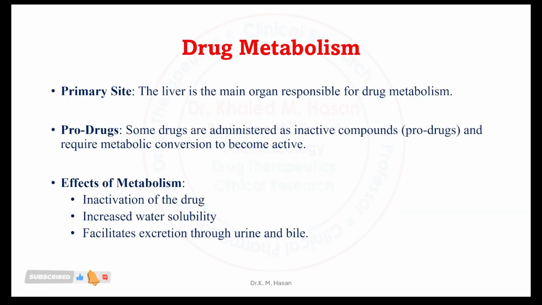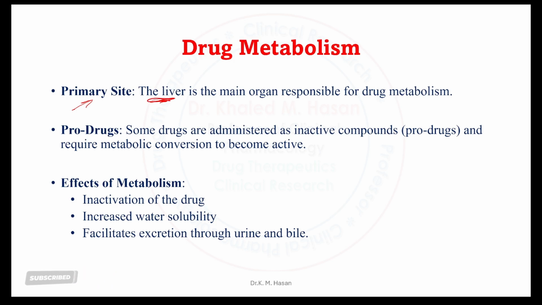Moving to the next section in pharmacokinetics, the third part will be drug metabolism. We already know that the primary site for drug metabolism is the liver. Even though we know that some other organs may be involved in metabolism, the liver is considered the main organ responsible for metabolism.